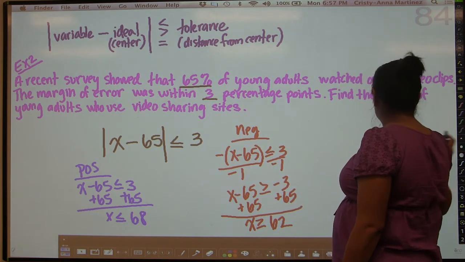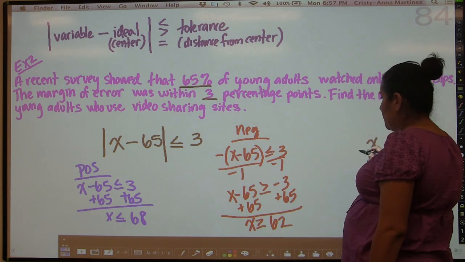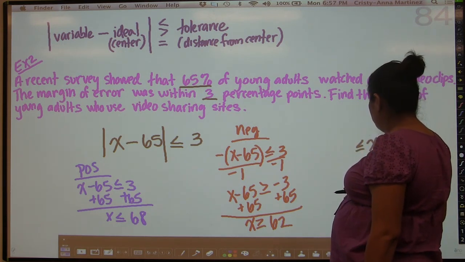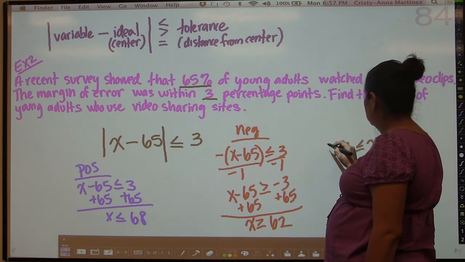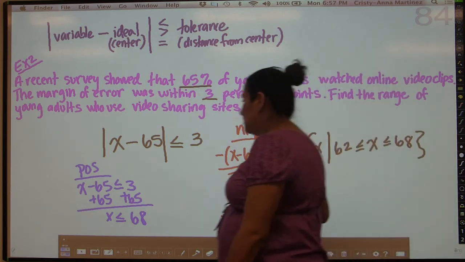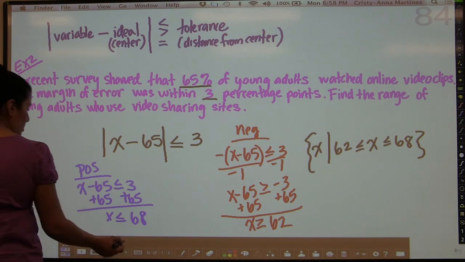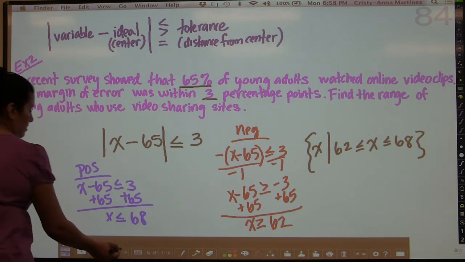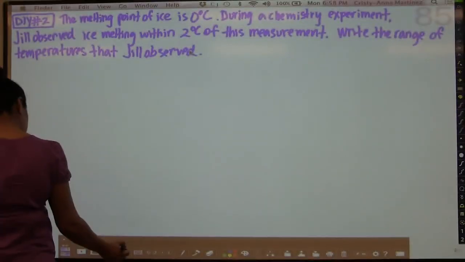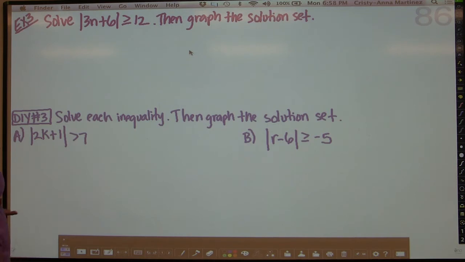So as a sandwich, the range of young adults would be less than or equal to 68, while still being bigger than or equal to 62. So all x is such that x is between 62 and 68. That would be our range. So now, I want you to try that with this example right here, and then we will move on to our last example, which is the OR, solving the OR case.